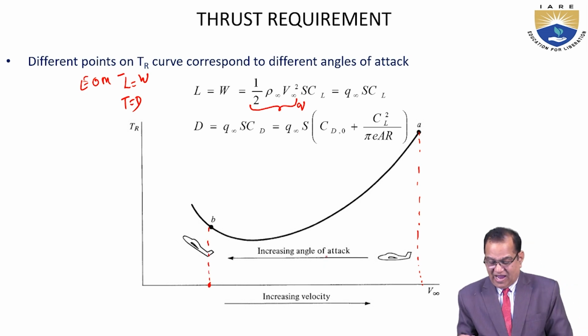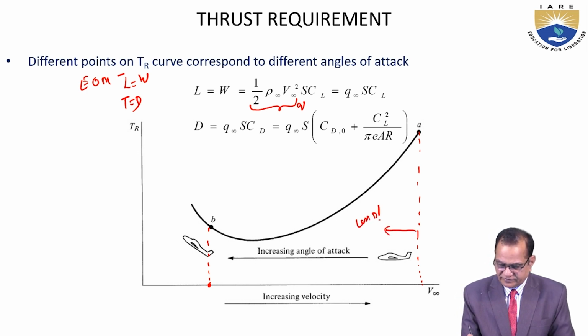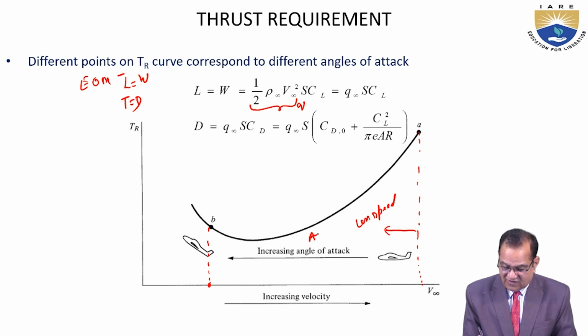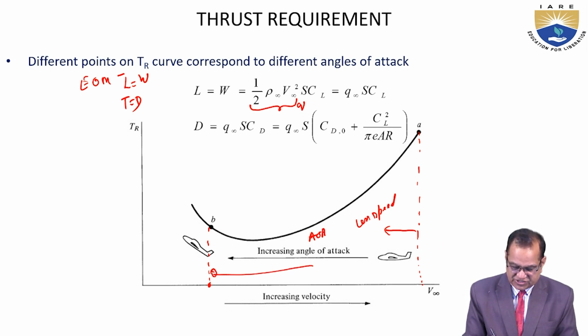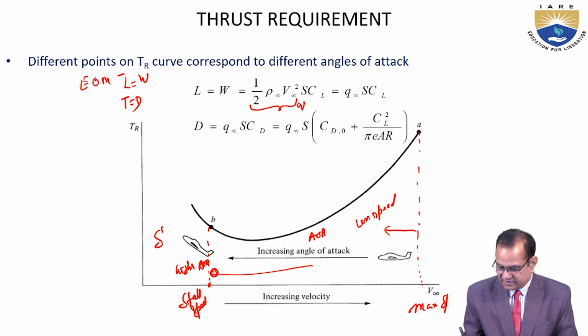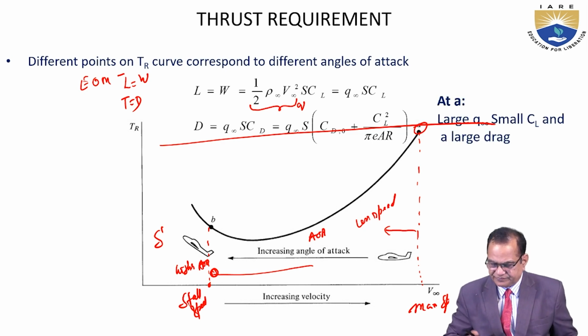So as you reach less speed, you need to increase the angle of attack. Angle of attack has to be increased. If you are going from here to here, as you reach the stall, this is the highest angle of attack, and then your stall will happen. This is the stall speed. This is the max speed. In this way, you can get the speed.